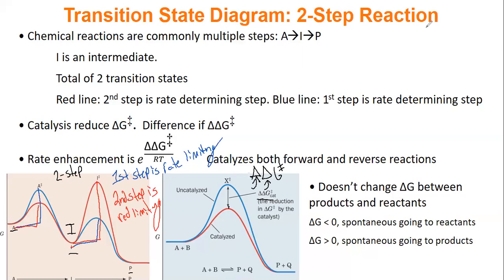So in the blue curve, the first step is rate limiting. In the red curve, the second step is rate limiting. That's why I wrote them in different colors like that, because you have to look at different curves. The red curve is a different reaction than the blue curve on the left-hand side there.